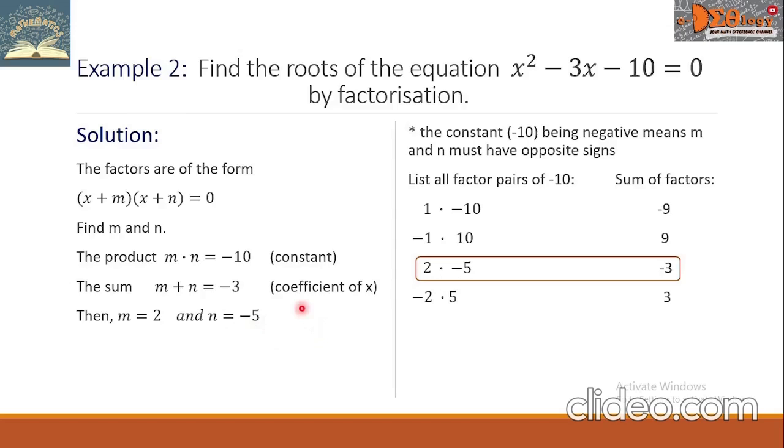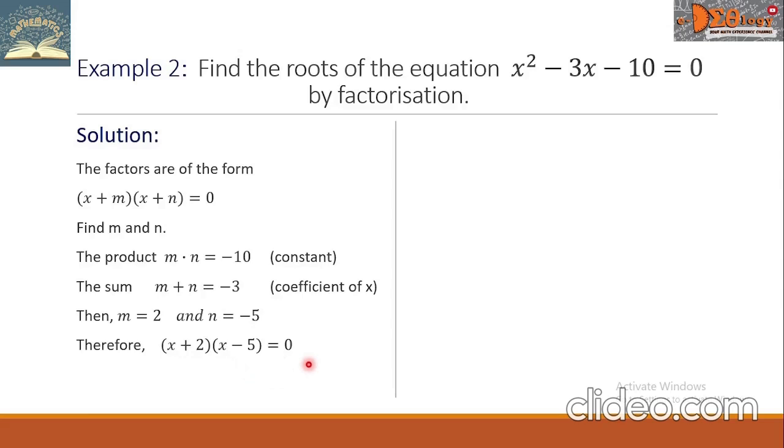We substitute these values to our form here. So we have x plus 2 times x minus 5 equals 0. Now we equate each factor to 0 and solve for x. We have x plus 2 equals 0, x minus 5 equals 0. In the first equation, we transpose positive 2 to the right. So x equals negative 2. In the second equation, the negative 5 is transposed to the right. So x equals positive 5.